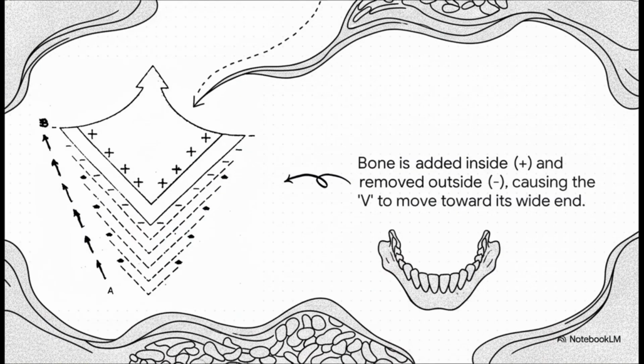And this image shows you the result perfectly. You can see how adding bone on the inside, all those plus signs, and taking it away from the outside, the minus signs, causes the entire structure to get bigger and move toward its wide end. This is exactly how many structures, like your lower jaw, grow and expand.